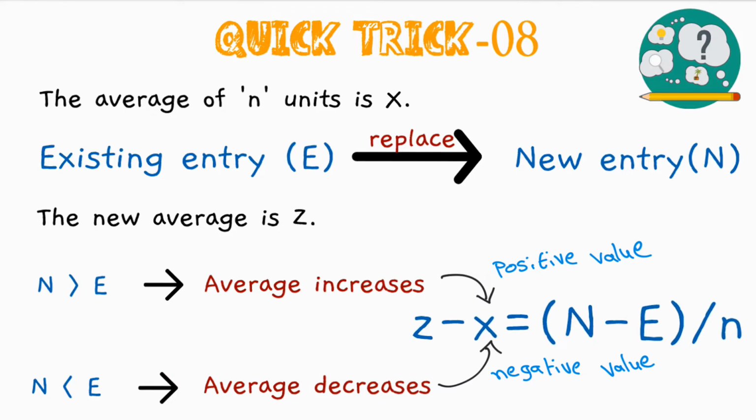You see here, if the new entry is greater than the existing entry, then always this z minus x is a positive value. If new entry is less than the existing entry, then this difference z minus x would be a negative value. Okay. Now we'll move on to some problems, some solid examples so that it clarifies the concept.